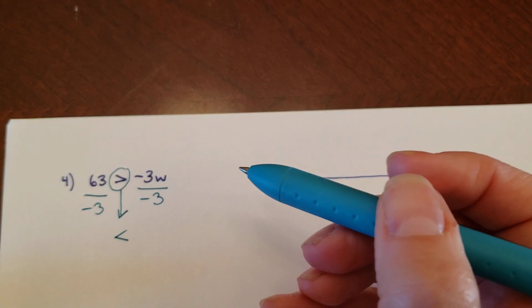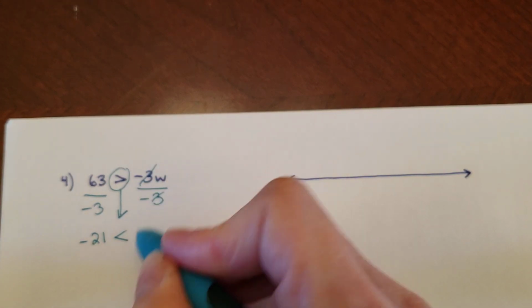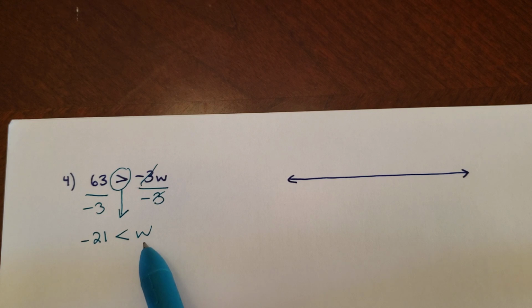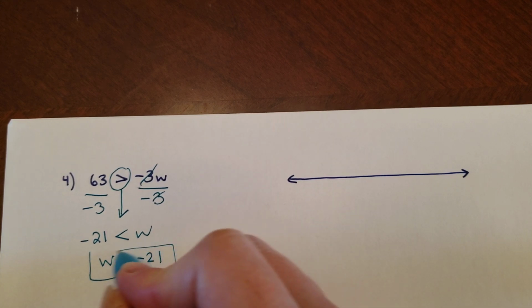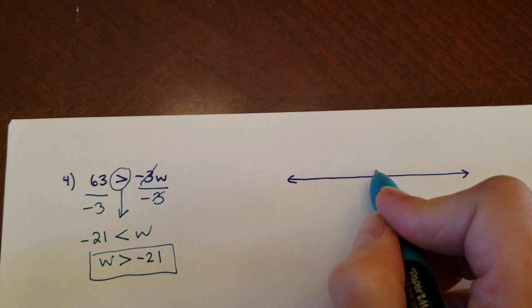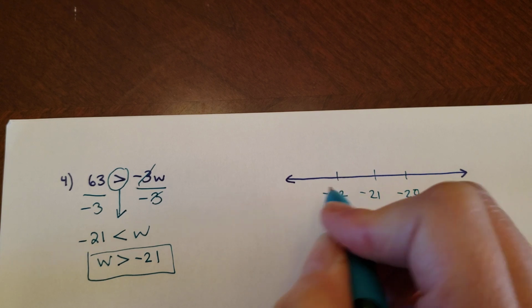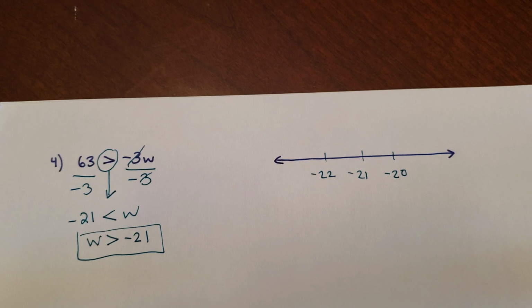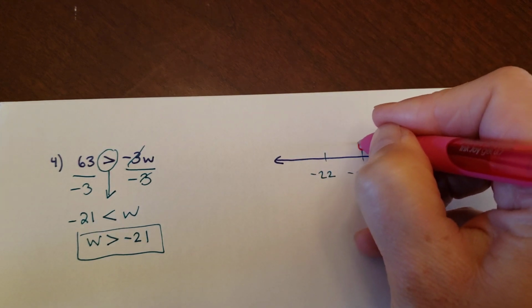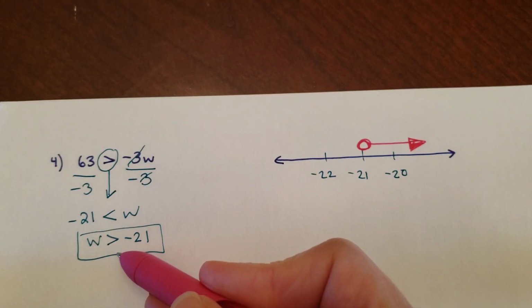And then 63 divided by -3, you can just push that in your calculator. It's -21. These cancel. Again, I don't generally like the W on the right side, so I'm going to switch it so it goes to the left side. So W, and it opens, so opens -21. And then we're going to plot that. So -21, bigger is -20, smaller -22. No bar, so we're going to do an open circle since there's no bar. And we're going to the right because our inequality is pointing to the right.